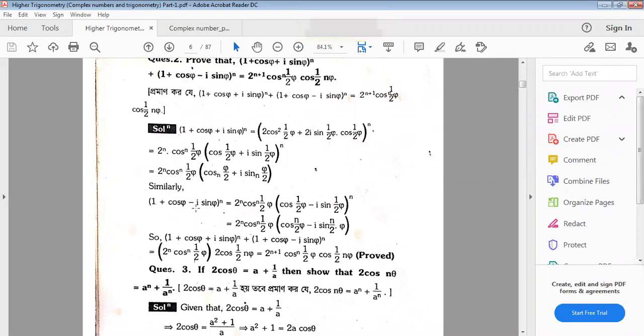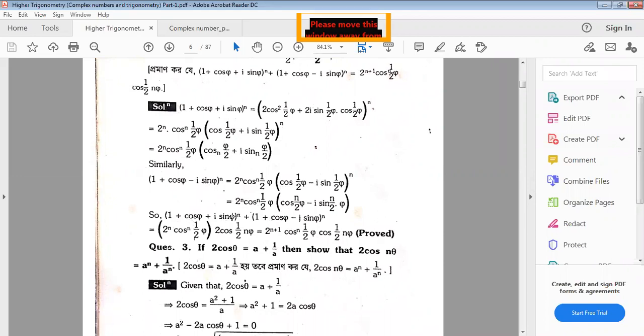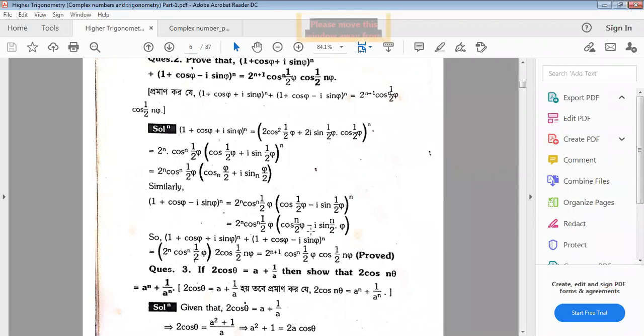Similarly, 1 plus cos phi minus I sin phi, what will it be? Exactly this, but in place of plus we get only minus. This way, this equals this. Now taking the sum, just taking the addition, we get 2 to the power n cos to the power n phi by 2, 2 cos n phi by 2 equals the right hand side. Just applying only de Moivre's theorem.